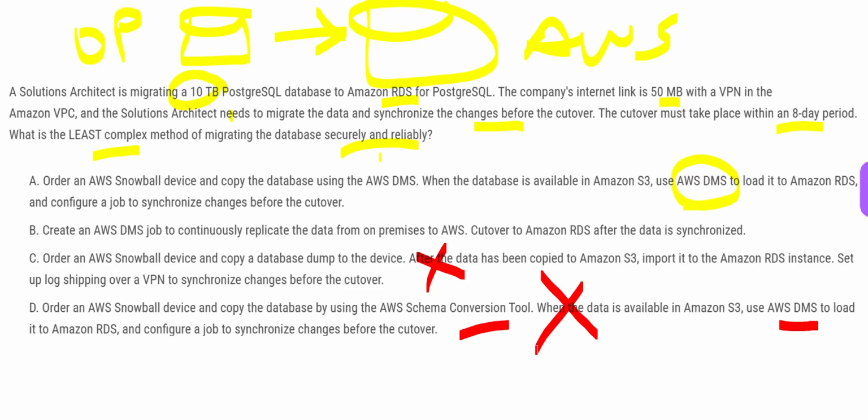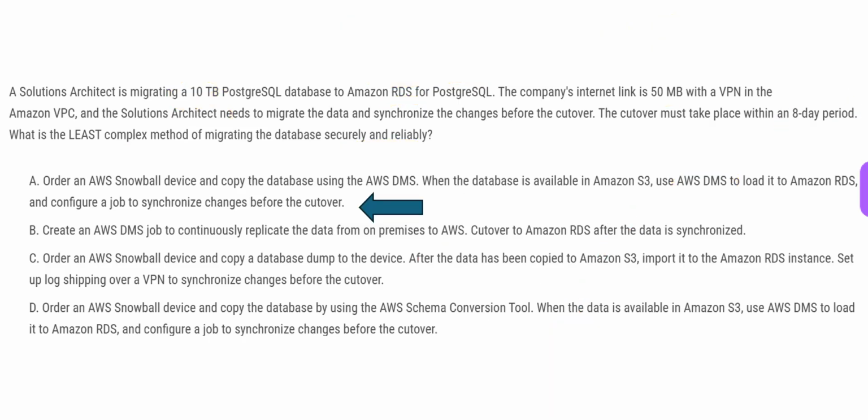So this is wrong. B says we will create a DMS job to continuously replicate the data. That means B is going to make use of the internet. Internet speed is very low, so you are not going to achieve your task in 8 days. The only option left is option A, where you order a Snowball device. It will come to you in a day. You use DMS to load the data in RDS and synchronize before the cutover.